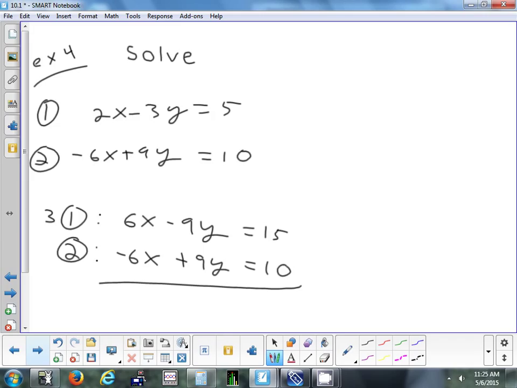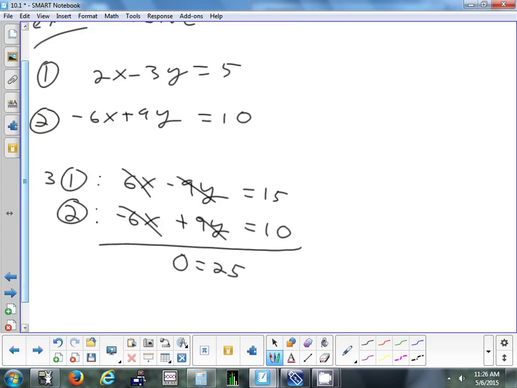Okay, how about Casey? What's 6x minus 6x? 0. That's gone. How about negative 9y plus 9y? 0. So now we've got 0 plus 0 on the left. We've got 25 on the right. Once you reach a point where all the variables are gone and all you have is a number equals a number, you're done. We have to interpret what this means.